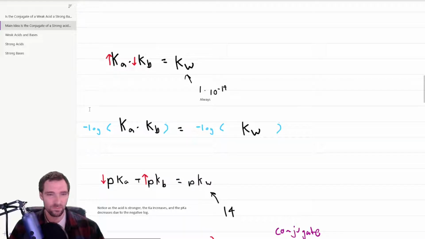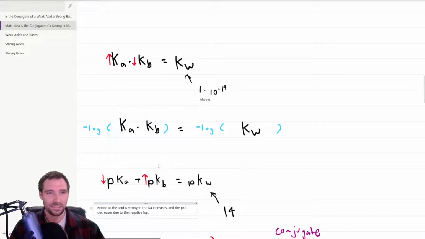So this is just how we get the pKa. It's a negative log. So remember when you do a negative log, like 1 times 10 to the negative 14, when you negative log that, you get 14. And so it flips things upside down. And so when you have a big K value, that causes a small pKa value.